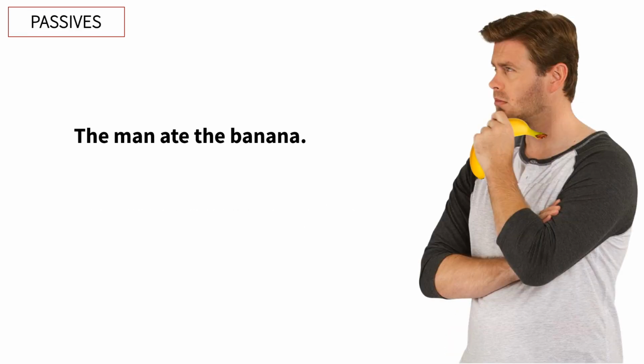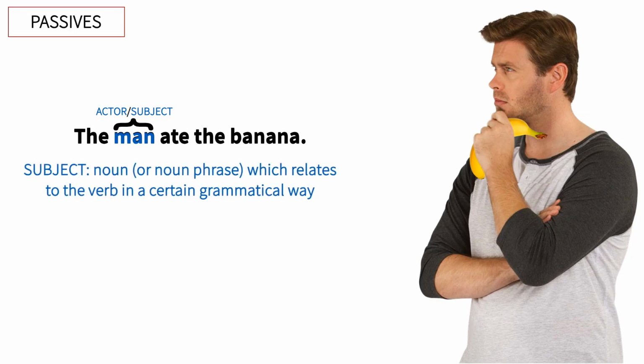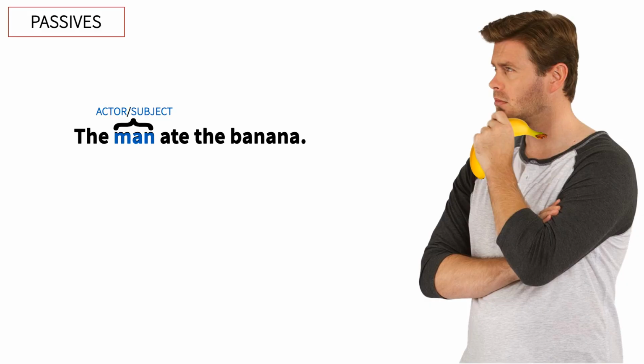In the sentence, "The man ate the banana," the man is both the actor and the subject. Actor means the person who does the action. The subject means the noun or noun phrase which relates to the verb in a certain grammatical way. The way that English identifies the subject of a sentence is by having the subject come before the verb.